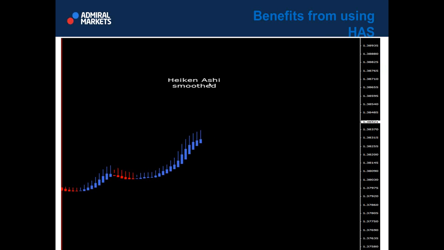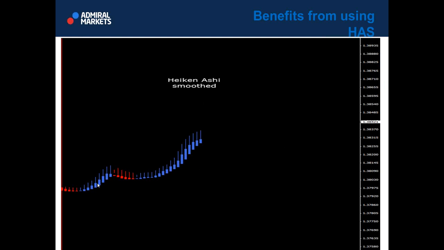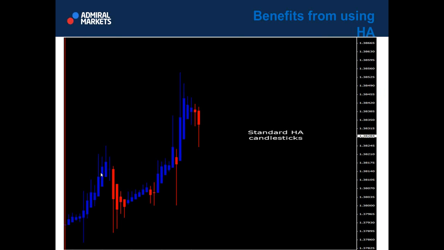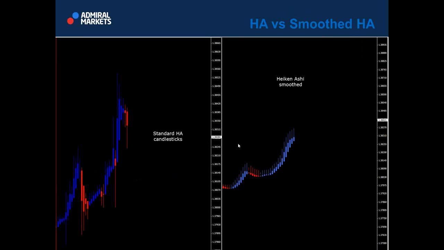This is how it looks on Heiken Ashi smoothed, and basically this is the same price action using standard Heiken Ashi candlesticks and Heiken Ashi smoothed. So you can see that there is a lot of noise which was negated by Heiken Ashi smoothed. Now, if you take a look at this chart, you can see that basically it's the same time frame and the same price action movement, but look how Heiken Ashi smoothed goes perfectly fine with momentum, with trend and direction, while standard Heiken Ashi candlesticks are just too bit of noisy.